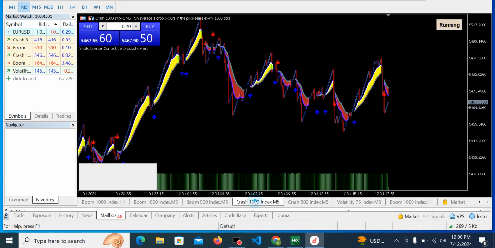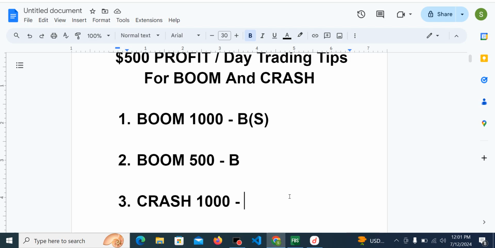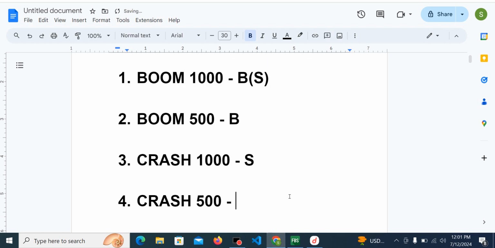The next asset is going to be Crash 1000. Crash 1000 started a downtrend right from here, even though the movement is not that smooth. And of course guys, it has been having a major pullback in between, but it is still more of a selling opportunity than a buying opportunity.